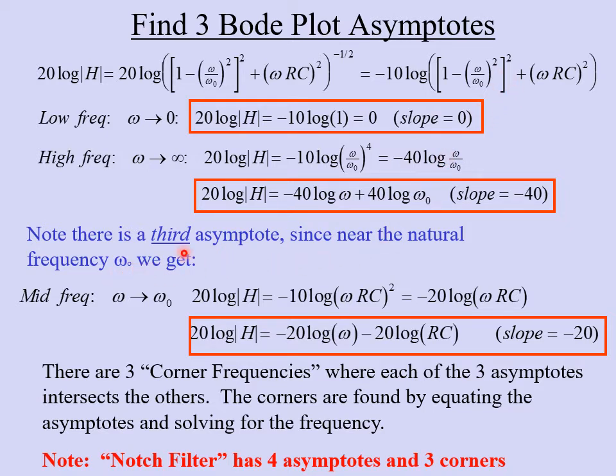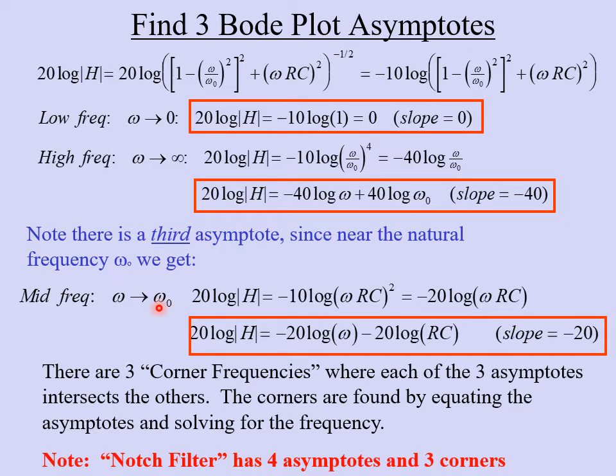Now, for second order filters like this, there's actually a third asymptote, because notice what happens here near the natural frequency omega naught. We get a different asymptote here. So if we go up here and look at this, when omega is close to omega naught, this first term falls out because we have 1 minus 1, which is 0. So all that's left then is omega RC all squared. So this is the third asymptote, and we can call this low frequency, this high frequency, and this is the mid frequency asymptote, which occurs when omega is near the natural frequency.